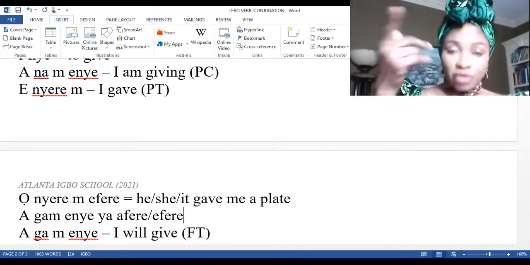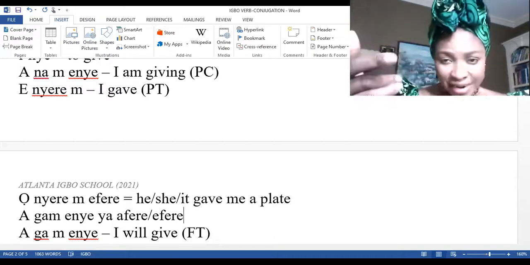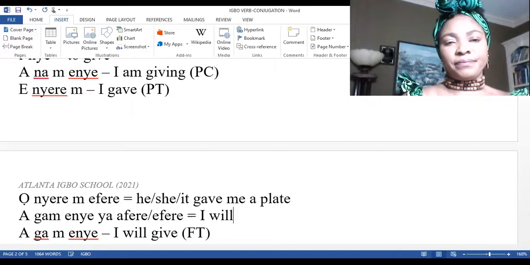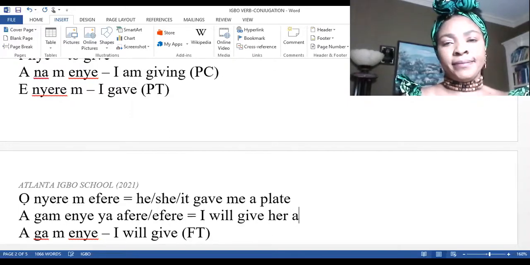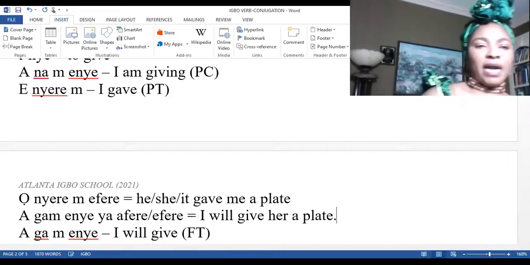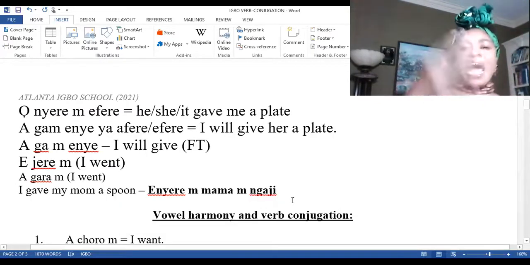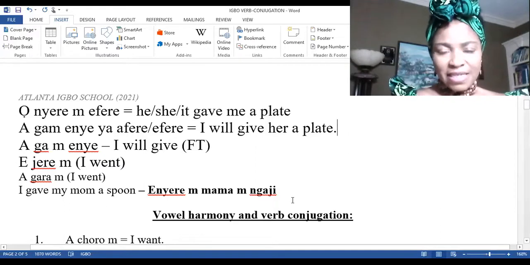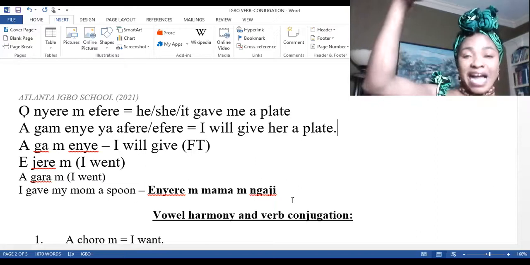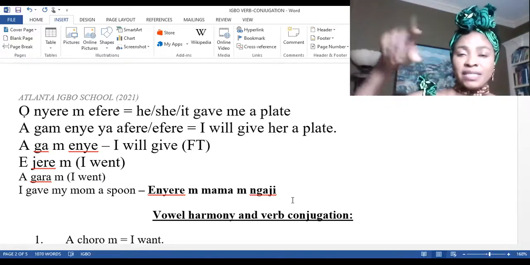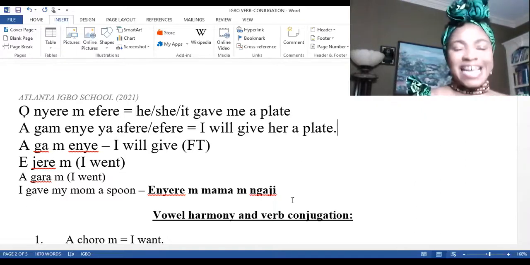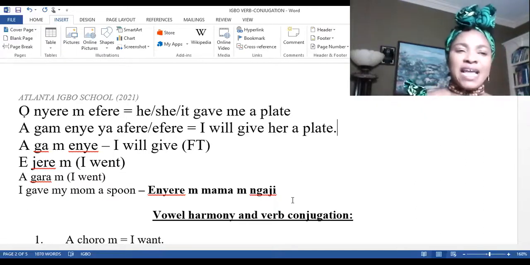Okay. Nye means to give. A plate. I will give her a plate. Now, agamenye, I will give, that's a future tense. I will, I will, I will. Something that will happen later.